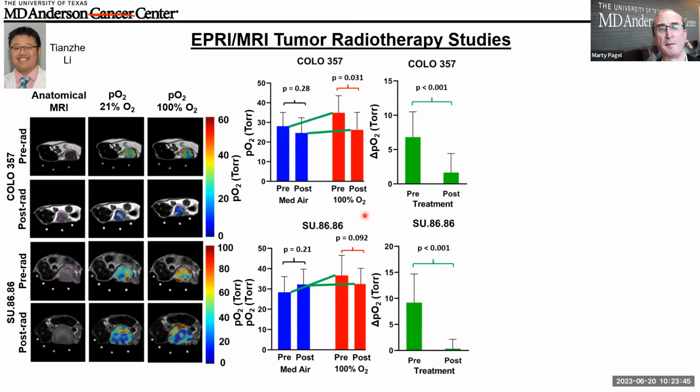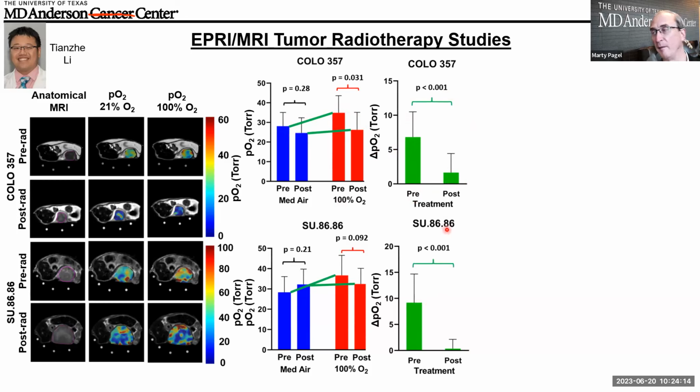But what about the difference? What if we look at the difference between 100% gas minus the medical grade air before therapy, and also 100% oxygen minus the PO2 with medical grade air after therapy? That's plotted here. And you can see that there's a very big difference between this difference prior to therapy and after therapy, p of less than 0.001. So that's a home run, right? And same for the other tumor model. In fact, perhaps even better.